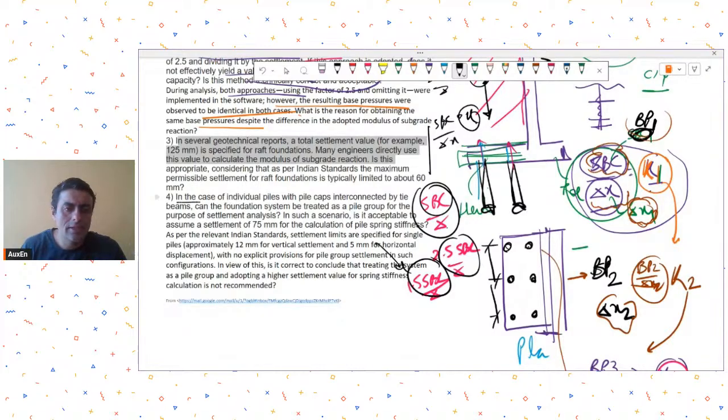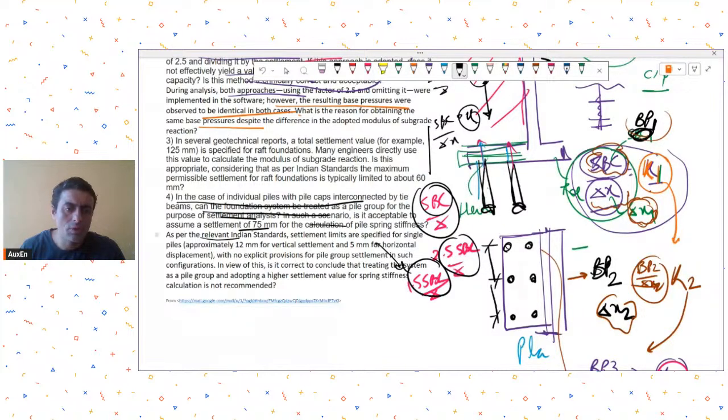Then he is asking, in case of individual piles with pile caps interconnected by tie beams, can the foundation system be treated as a pile group for purpose of settlement analysis? In such a scenario, is it acceptable to assume a settlement of 75 for the calculation of pile spring stiffness? As per the relevant Indian standard, settlement limits are specified for single piles with no explicit provisions for pile group settlement in such configurations.